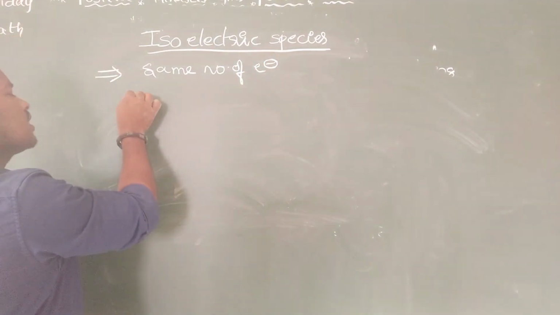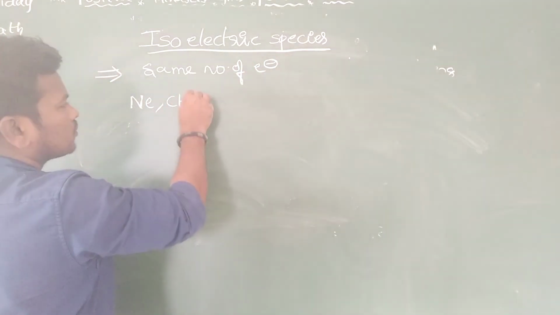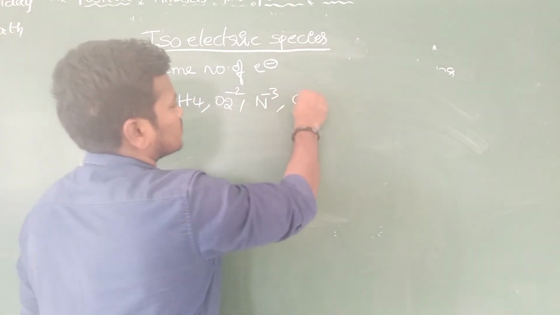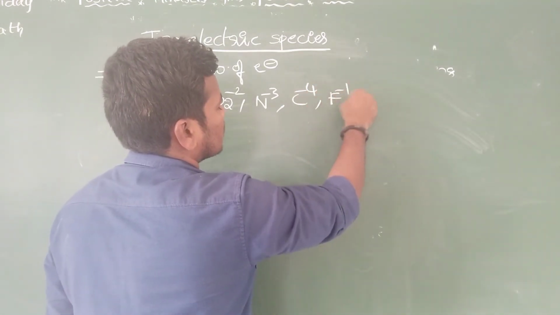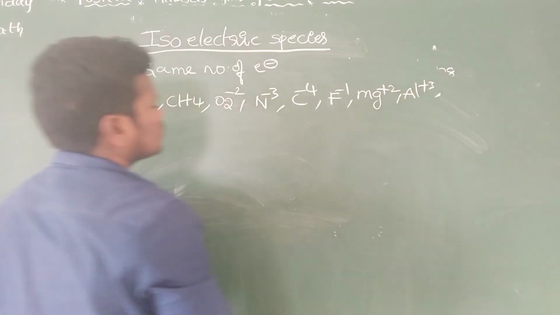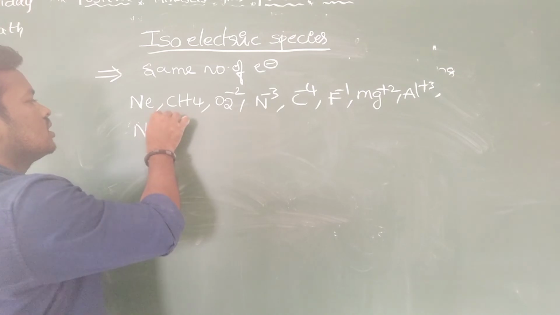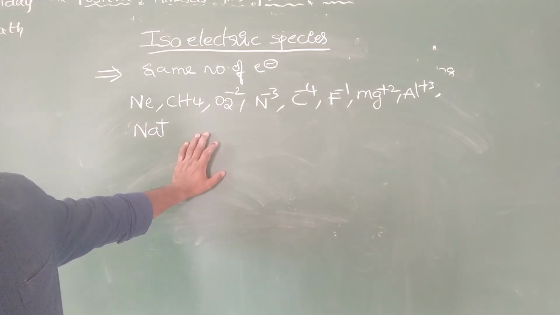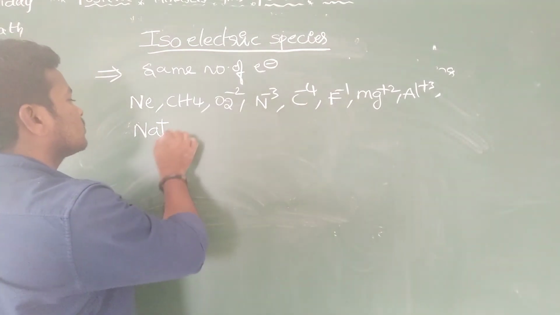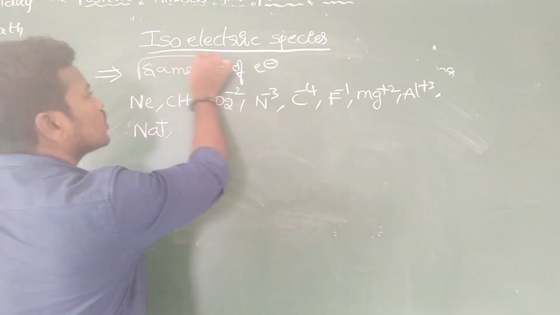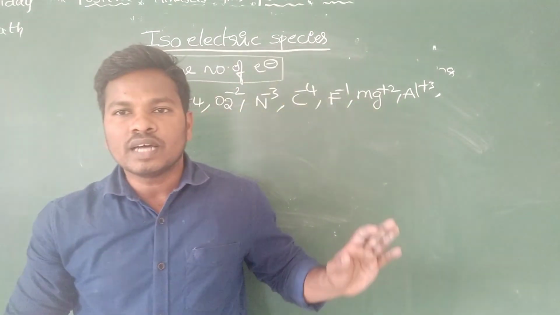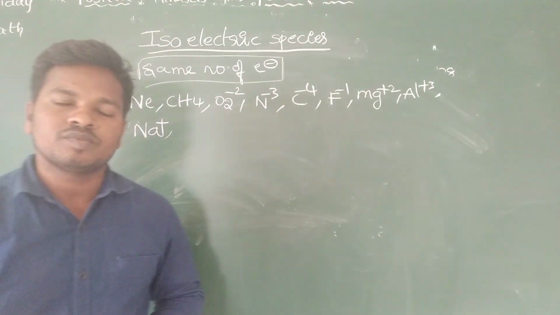For example, you can take neon, CH4, O2 minus 2, N minus 3, C minus 4, F minus 1, Mg plus 2, Al plus 3, and you can write Na plus also. These have the same number of electrons. If you count, you will get 10 electrons. So any species, whether an ion, cation, anion or molecule, showing the same number of electrons, we call isoelectronic species.